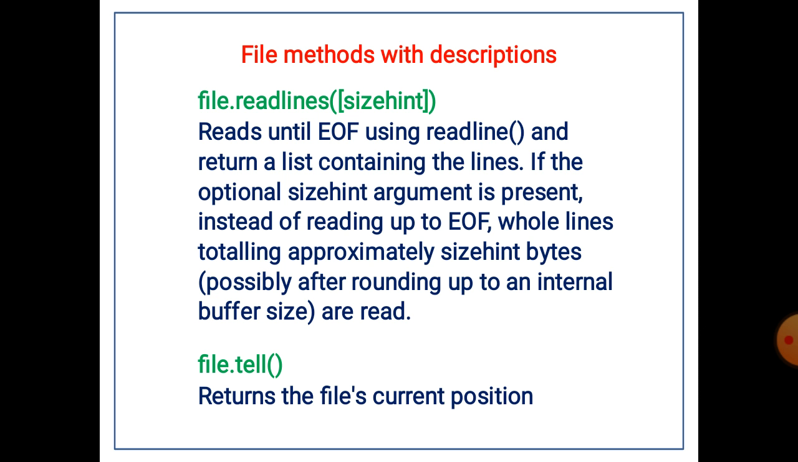The next one is file.readLines size hint reads until the end of file using the readLine method and return a list containing the lines. If the optional size hint argument is present, instead of reading up to end of file, the whole lines totaling approximately size int bytes, but they are rounded off to the internal buffer size.